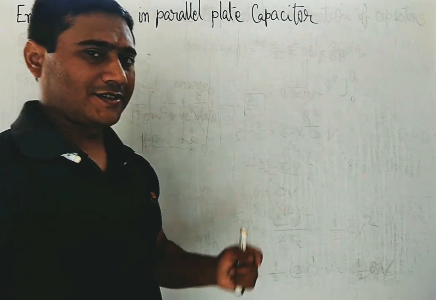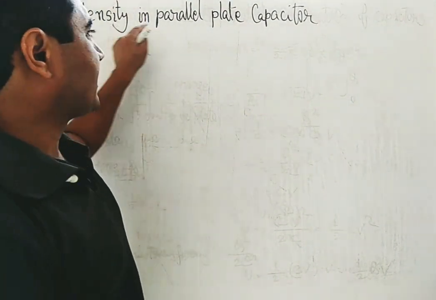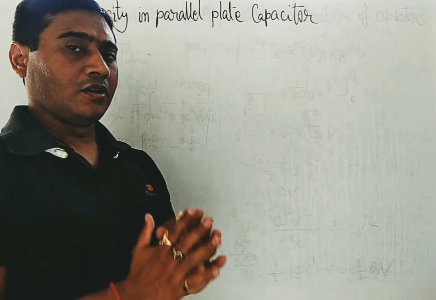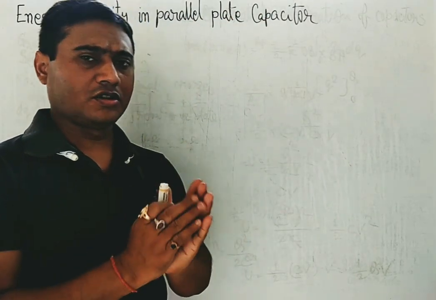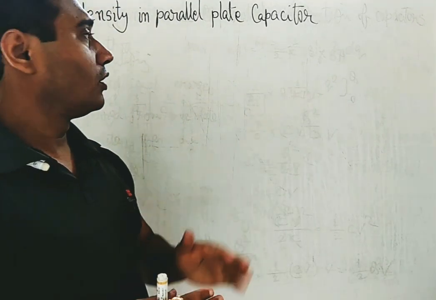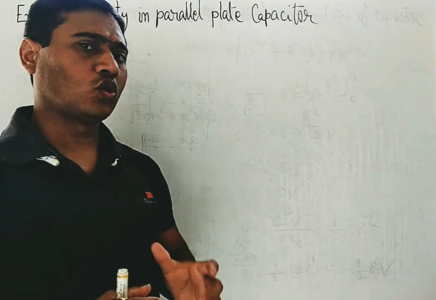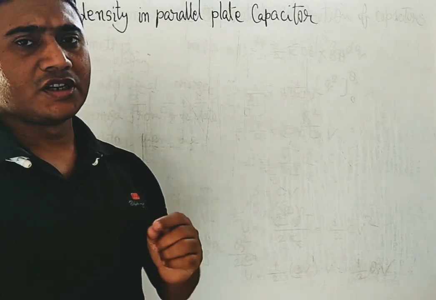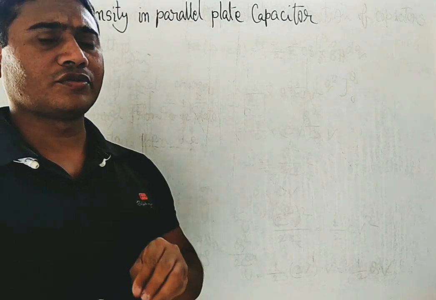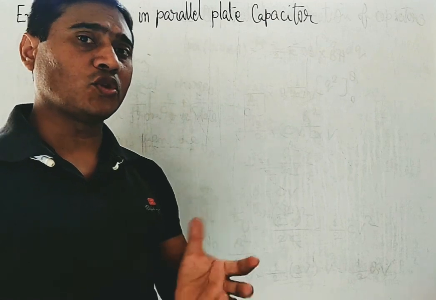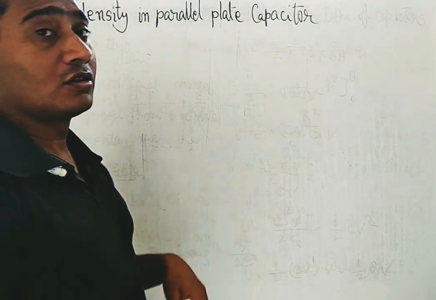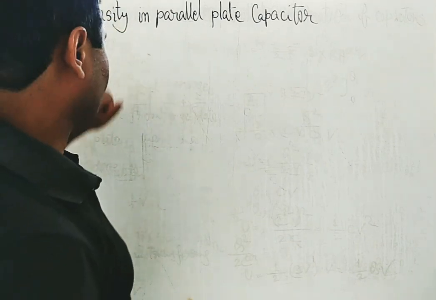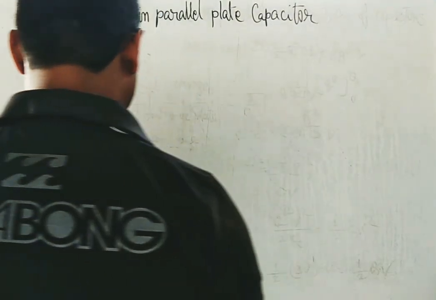Next topic with us, and that's energy density in a parallel plate capacitor. To begin with this topic, let's first define it. What is energy density in a parallel plate capacitor? It is basically the amount of energy stored per unit volume of the capacitor. So this is the energy density, and with this definition we will be proceeding.